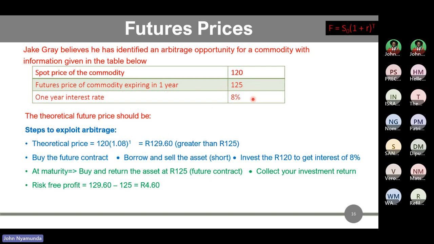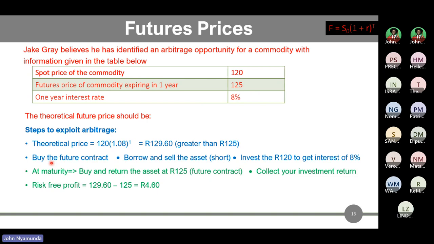So we say, yes, there is an arbitrage opportunity: 120 times 1.08 to the power of 1 is 129.6, which is greater than 125. Now, your level question: how do you exploit the arbitrage opportunity? You have identified that there's a mispricing. So you buy the futures contract, because at maturity you want to buy at 125. Then you short the asset.